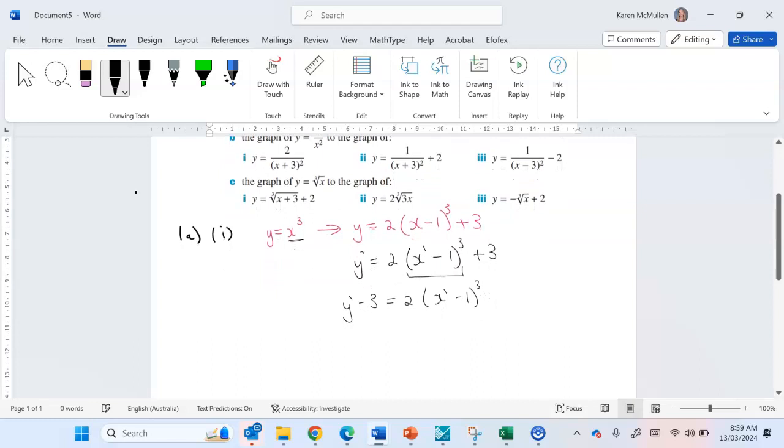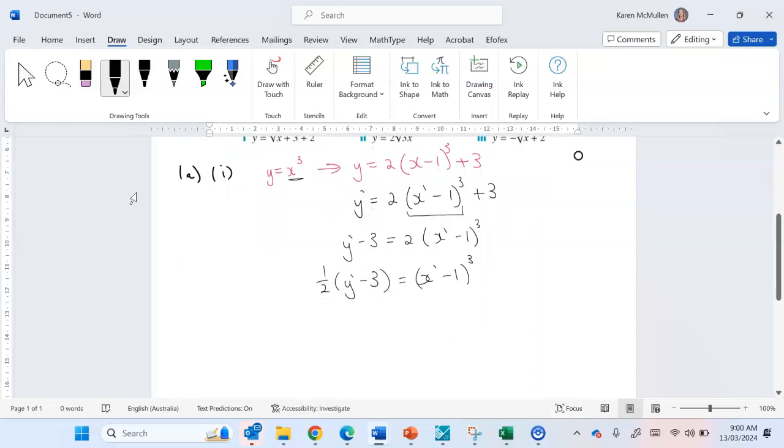And then I'm going to divide both sides by 2. Dividing by 2 is the same as multiplying by a half, so I'm going to put a half out the front there. I'll stop there. When we were applying transformations, we said y is equal to a half, y dash minus 3, and then x is equal to x dash minus 1 cubed. I just now need to transform them. So to get rid of the half, multiply both sides by 2.